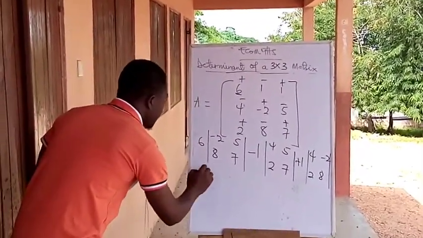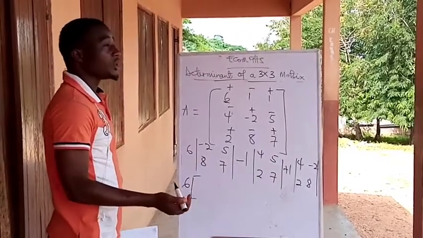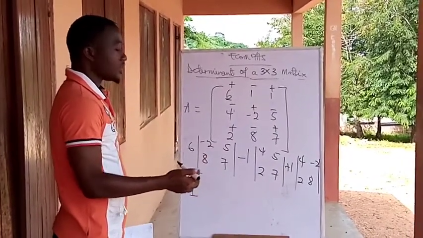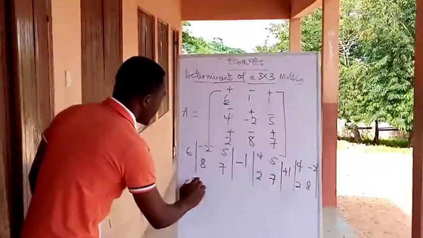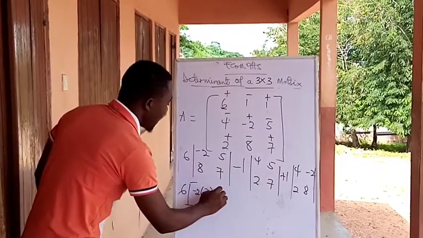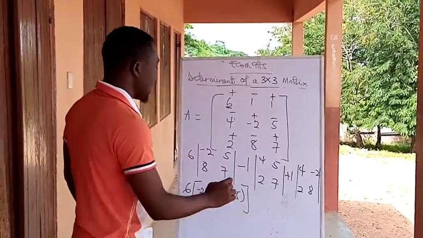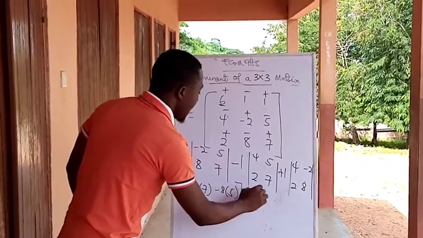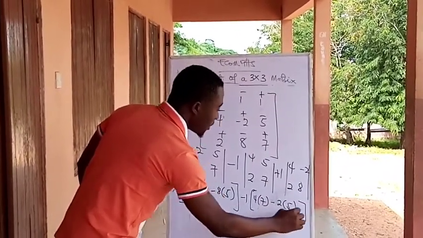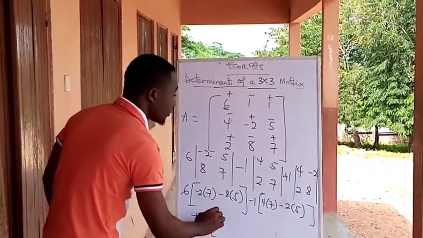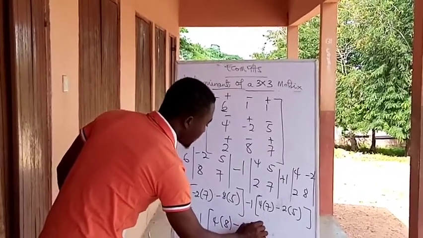So now I have 6. For each 2 by 2 matrix, you multiply what is on the main diagonal, and then you subtract the multiplication of what is off the main diagonal. So now I have minus 2 times 7 minus 8 times 5. Then minus 1, I have 4 times 7 minus 2 times 5. Then plus 1, I have 4 times 8 minus 2 times minus 2.